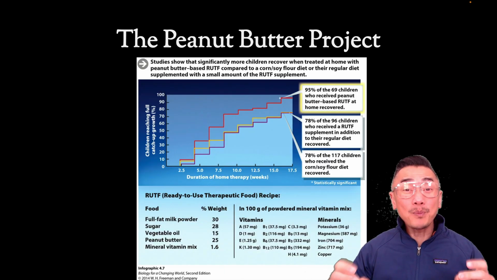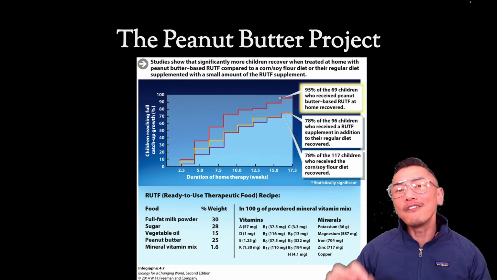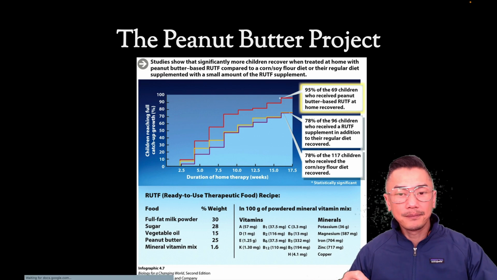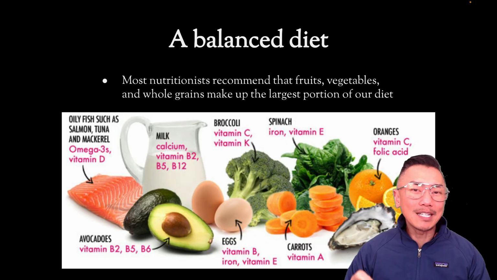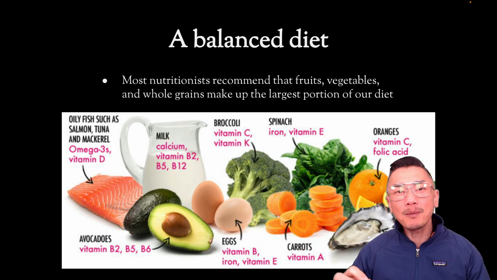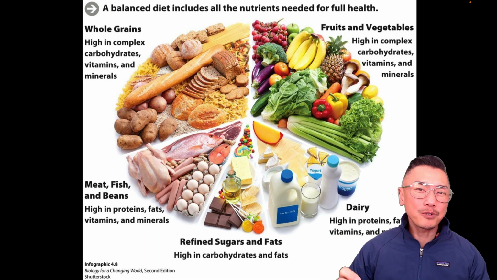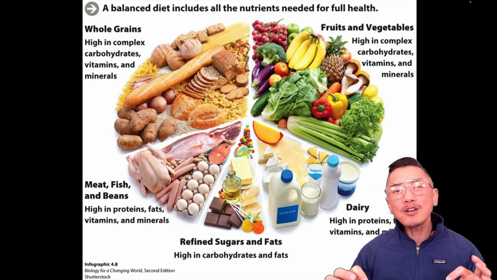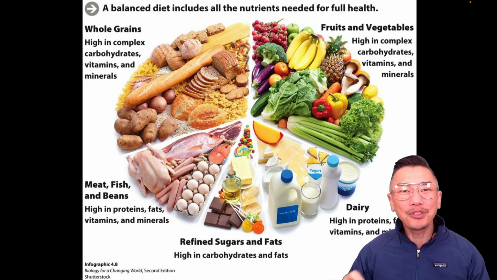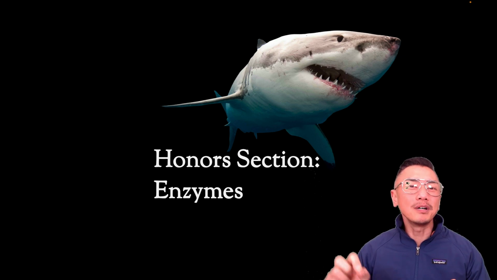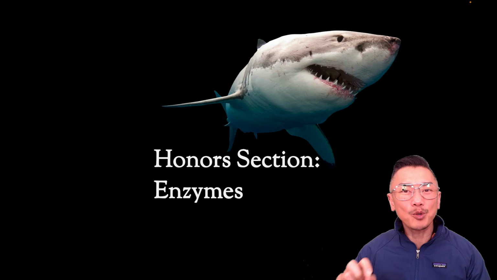This infographic from your textbook shows the effectiveness of peanut butter-based RUTFs and the individual components of them. Because we don't normally eat RUTFs, most nutritionists recommend that fruits, vegetables, and whole grains make up the largest portion of our diet. A balanced diet will contain all the macronutrients, essential nutrients, and micronutrients needed to lead a healthy life. In this last honors section, we're going to go into a little bit more depth about how enzymes work.